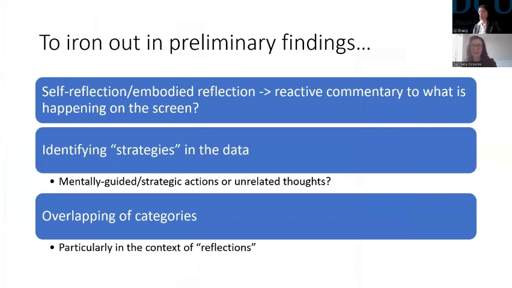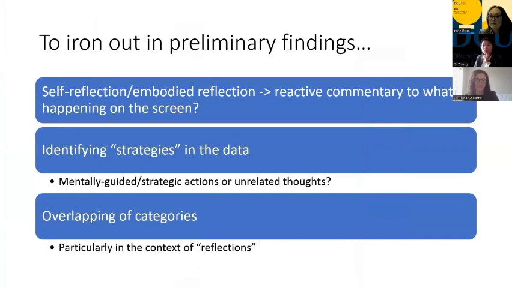In terms of ironing out the preliminary findings, our next task concerns those self-reflection examples that I spoke about in terms of embodied reflection. We need to figure out, is this reactive commentary to what's happening on the screen? Like the student who was frustrated with the character popping up: oh no, why did you do that? Why is it not doing this way? Is it just reactive, or is it a strategy? Because a strategy is a mentally guided action. So is it mentally guided, or is it a seemingly unrelated, reactive comment to a frustration that they feel?